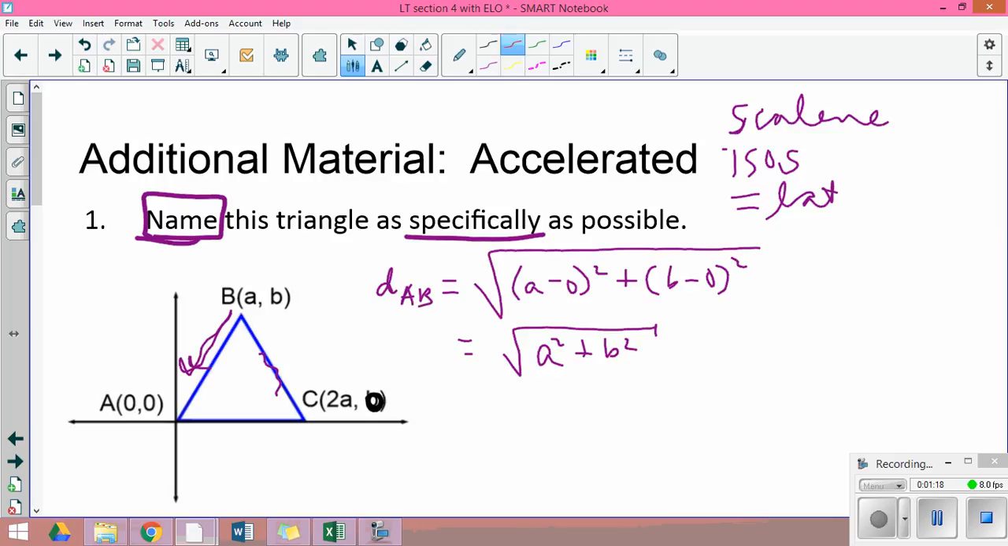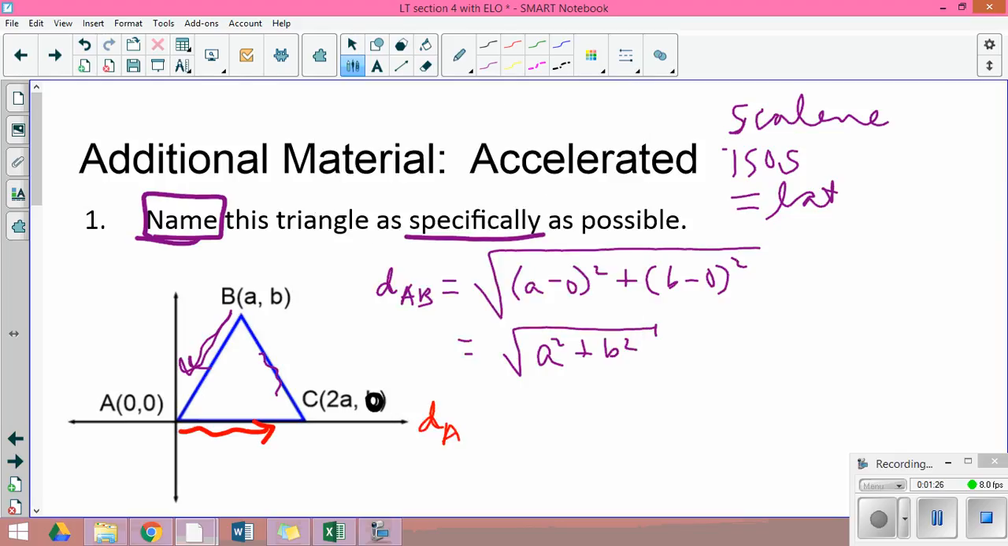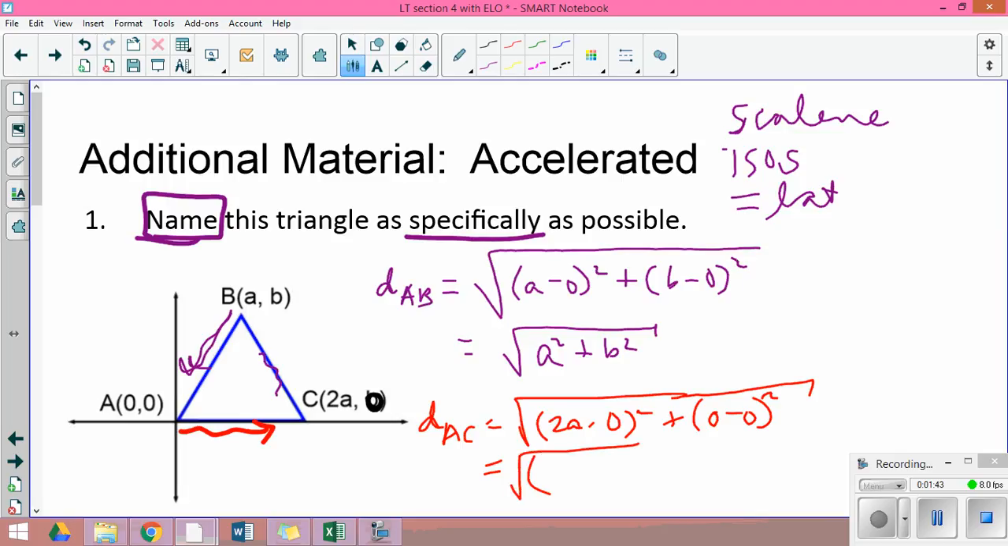So now I'm going to go ahead and figure out the distance from A to C. And so when I figure that distance, I have the distance of A to C. So again, I'm very clear with my notation. I'm going to take the distance of 2A minus 0, the quantity squared, plus 0 minus 0, the quantity squared. And so that is the square root of 2A squared plus 0, which equals the square root of 4A squared, which simplifies to 2A, because I can take the square root across multiplication.